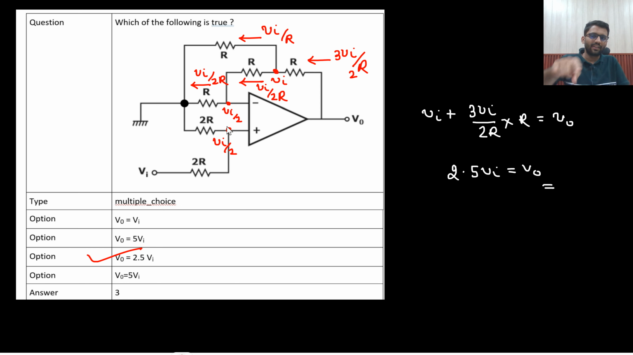Got it? V in, this is V in by 2, V in by 2 here, V in by 2R here. If this is V in by 2R, this is V in. This is driving V in by R current, this is driving V in by 2R current. So this will be driving 3 V in by 2R current. So what would be the drop here? 3 V in by 2. So V in plus 3 V in by 2. That means V in plus 1.5 V in. That would be 2.5 V in. This is the answer. Okay.